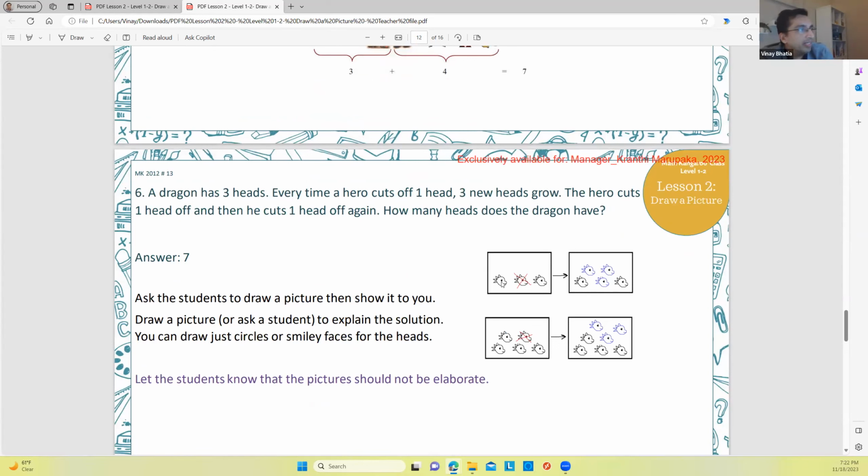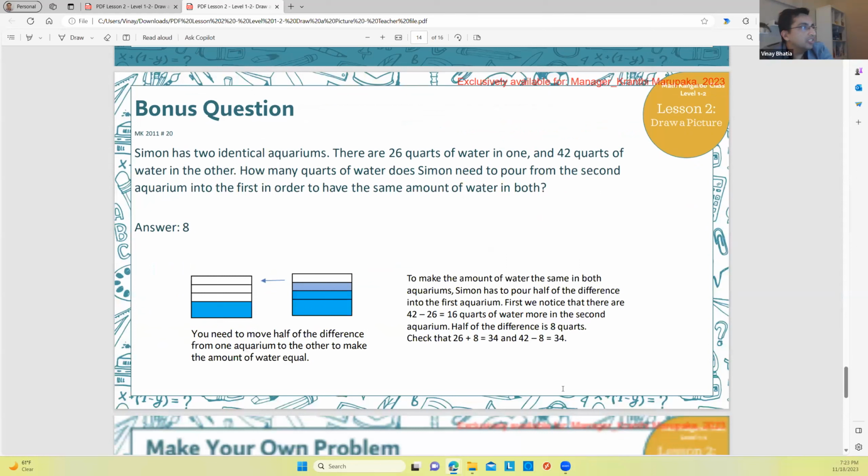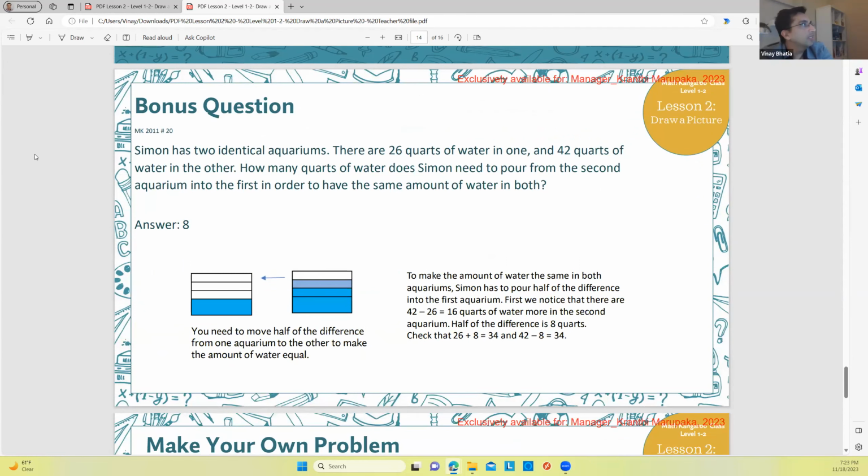We did the one with the dragon. This was the first stage. 3 heads. You cut 1 head. 3 new heads emerge, and those heads are shown in blue color. Now this becomes the starting point. You cut 1 more head. 3 more heads emerge, and then we get the final number of heads. So we solved all these problems today. This is just a representation of how you can solve it in your papers.